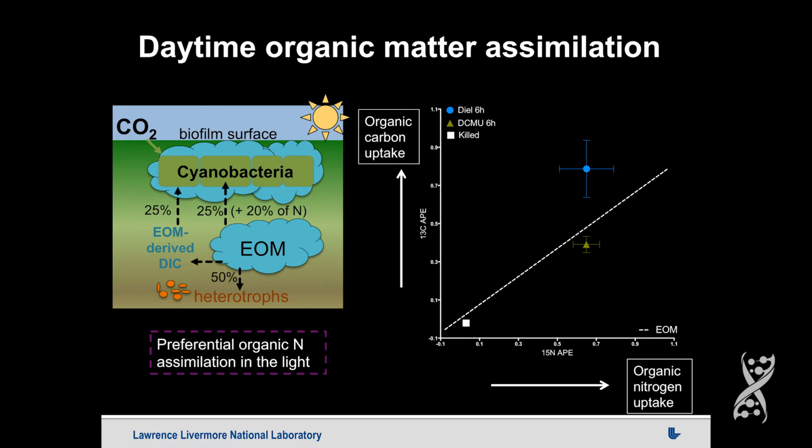So it seems like they're taking up organic matter. They're taking up both the DIC. So this is actually also interesting. They're preferentially taking up DIC from this organic matter that we fed them. And then they're also taking up about 25% of their carbon directly from organic matter in the light. And then the other 50% is getting taken up by the heterotrophs.